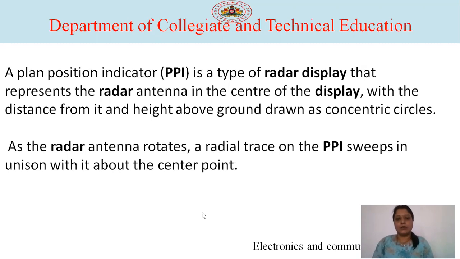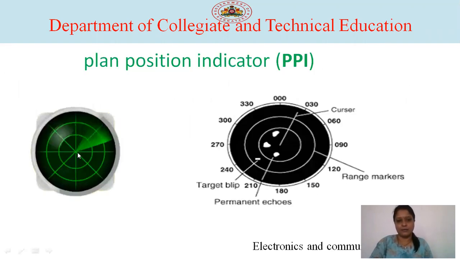Now, as the radar antenna rotates, a radial trace on the PPI sweeps in unison with it about the center point. Means, whenever the radar antenna rotates, the target is traced and the display is formed. For example, you can observe the PPI display here. The antenna is continuously rotating and sending the signals. Now it is receiving the echo signals, and wherever the target is, at that time we can observe a bright spot. You can observe the bright spot here. That is, wherever the target is detected, we will observe bright spots. Again, from that the distance is measured.